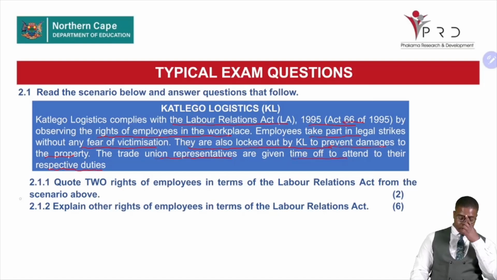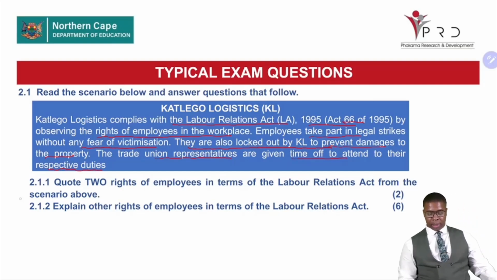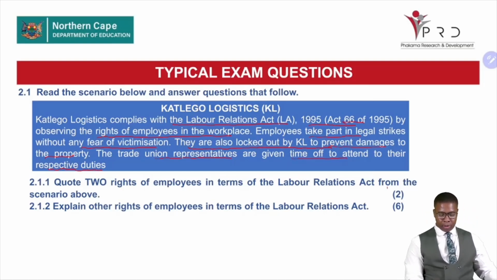So 2.1.1 says quote 2 rights of employees in terms of Labor Relations Act from the scenario above. And then 2.1.2 explain other rights of employees in terms of what? The Labor Relations Act. So you should be careful as you go through your scenario. There will be a distractor. A distractor is a sentence that is included in the scenario that is not applicable, for instance, to the employee's rights in terms of labor relations.